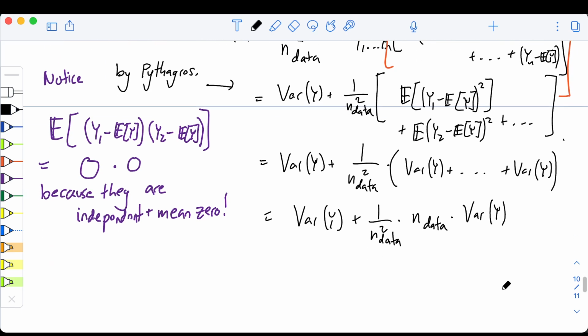Okay, and that is the formula that we wanted. The variance of y plus 1 over the number of data points times the variance of y. So that is the derivation of the formula and why it works. That's why that red curve comes out the way it does.